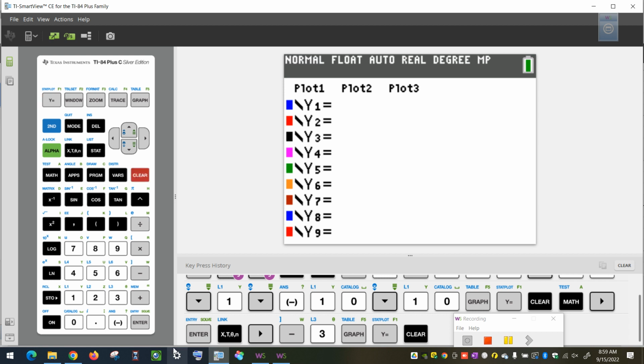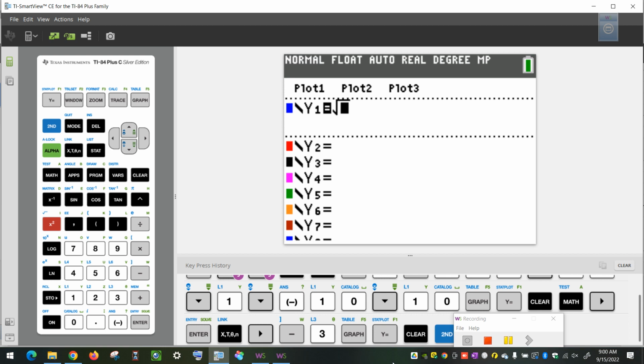Now, the square root symbol is the same button that you push when you want to square something, but you have to press the second key first. So notice how the square root symbol is the same color as your second key. So I'm going to press second, then I'm going to press that squared key, but that actually is going to give me a square root symbol.